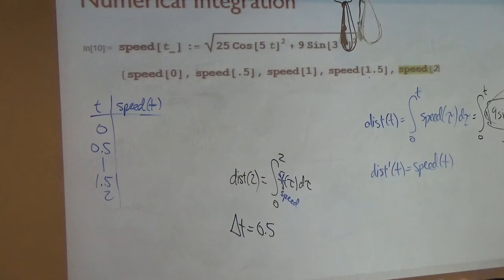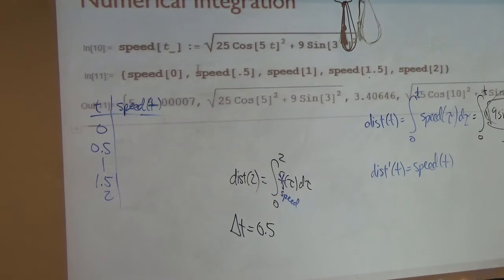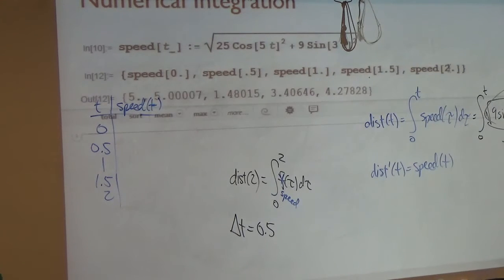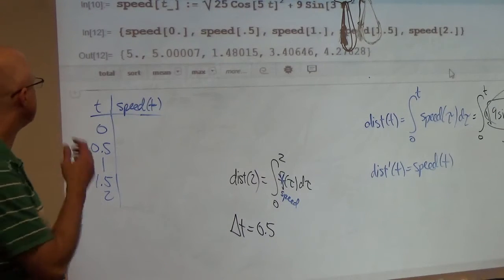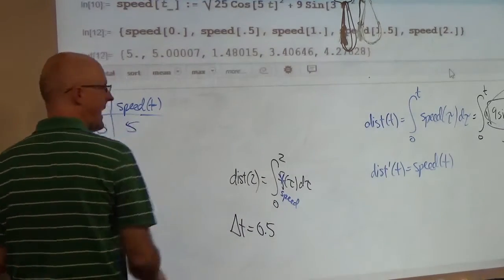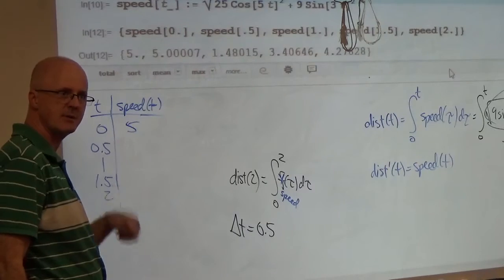And actually, some of those are going to give me exact forms. I want approximations. Yeah, okay. Let me put dots in there, decimals, to always make them approximations. So there's my speeds at those times. I'll go ahead and fill that in. 5, whatever, meters per second, centimeters per second.